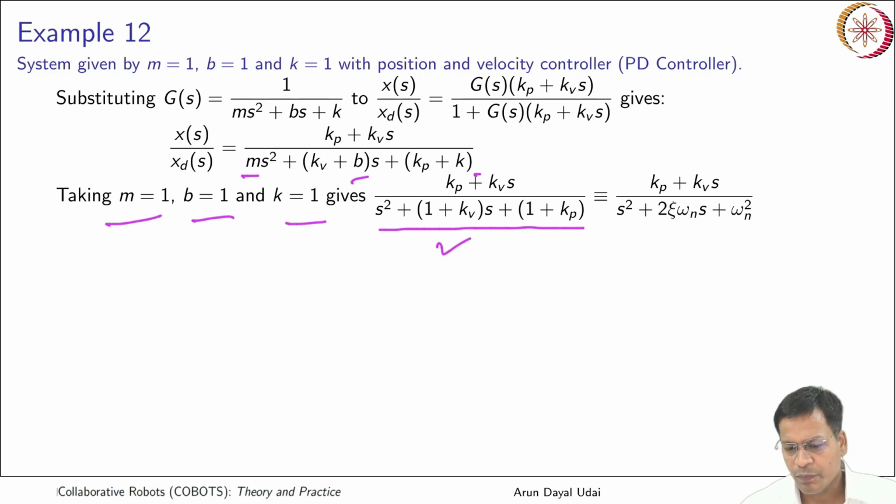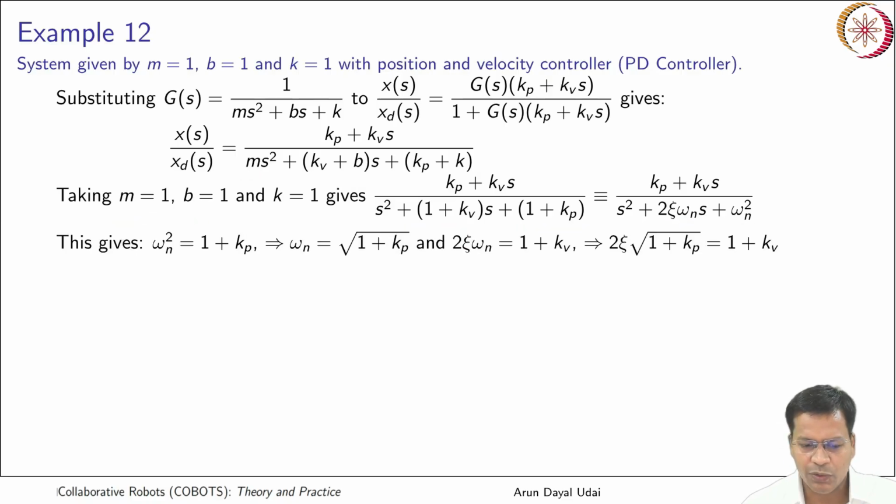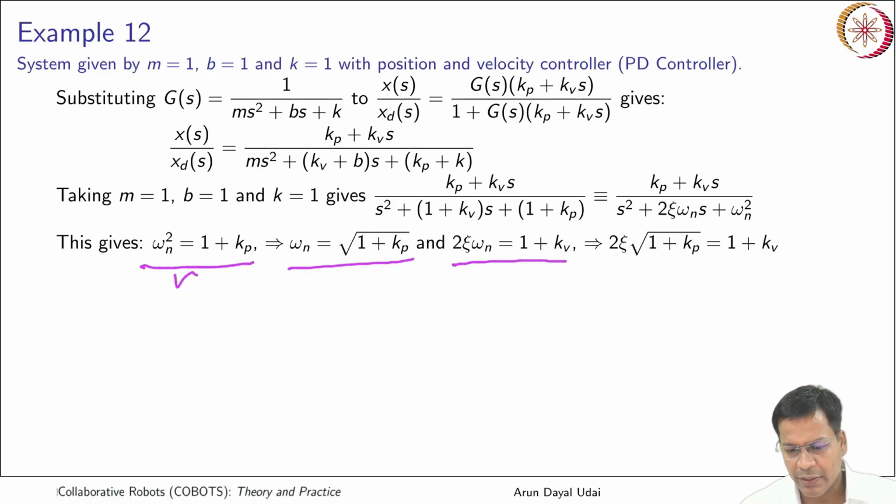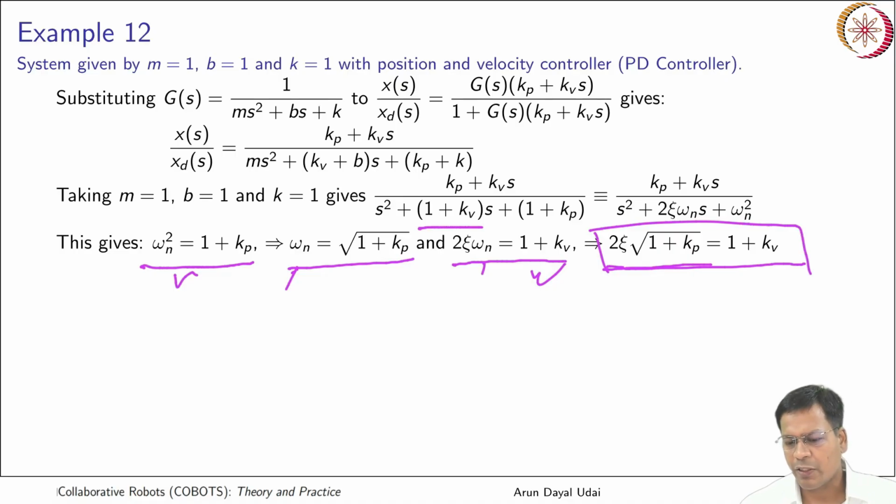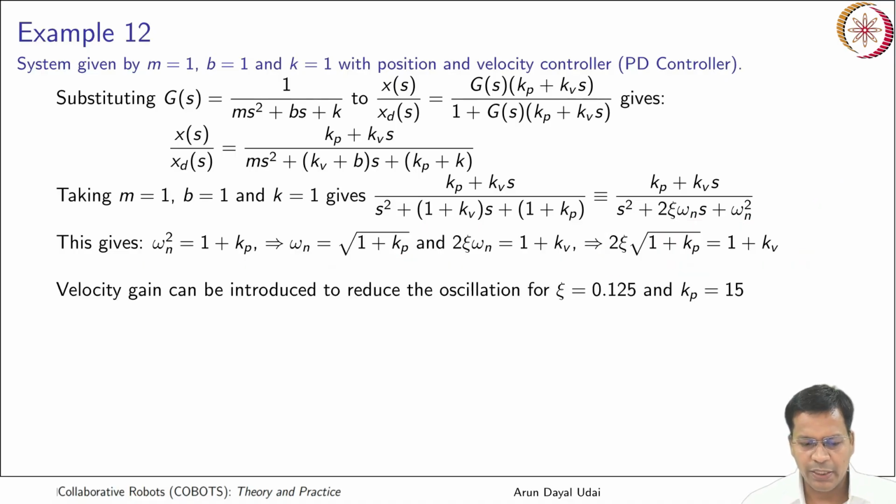Again comparing it to the equation which is given like this, the second term to second term, third term to third term can be compared once again. So I should see omega n squared is equal to 1 plus kp. Omega n is equal to square root of 1 plus kp, and 2 xi omega n, that is the second term, comes here. So this implies 2 xi times omega n, I have just put it here. This is the relation between kp and kv. I can use this for any value of kp, and I can get the value of kv also. So let us start.